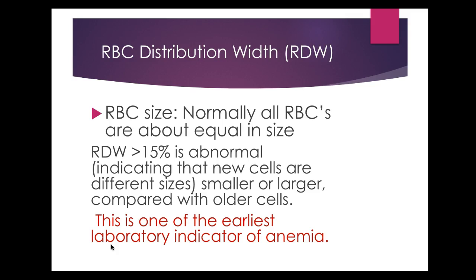You can have a normal hemoglobin and hematocrit, yet have a high RDW. Number one, either they are starting to have bleeding or iron deficiency anemia, or they've already had it and they're on iron supplements and therefore it's corrected. So you'd be like, well, it looks like you're responding to treatment well.